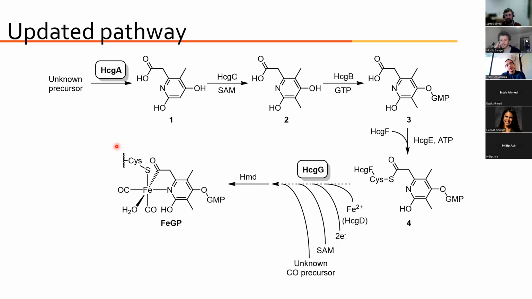So the updated pathway looks like this. Now we have an enzyme that produces this compound 1 from an unknown precursor or precursors. And these precursors are found not only in methanogens, but also in bacteria. So just because it's the last enzyme, we postulated that ACGG may be involved in the last step, doing the iron center, the reduction of this to an acyl ligand, forming the CO precursors. And I will show you some evidence of what we're working on with ACGG.